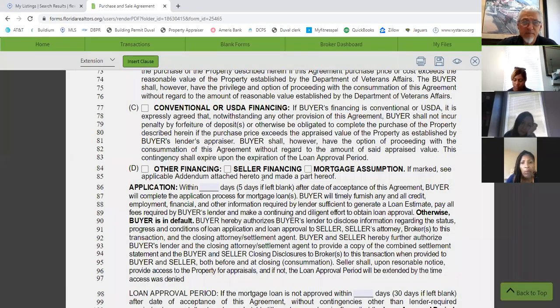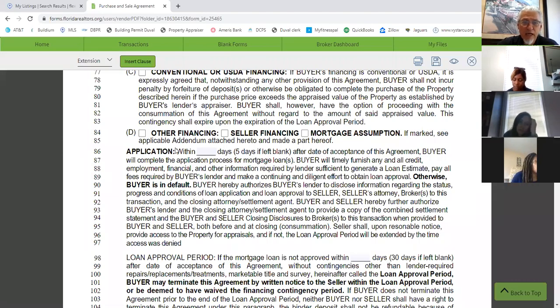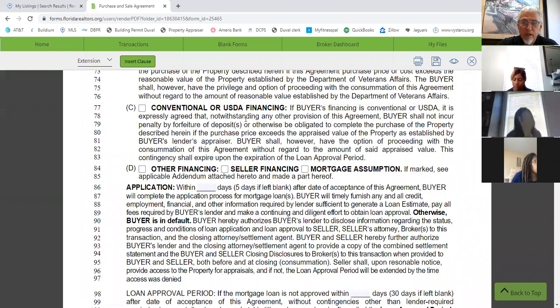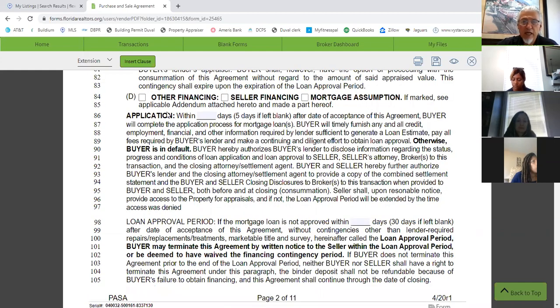1968. Okay. And again, it's built in with the appraisal clause in there. Okay, if perchance you were using other financing, seller financing, mortgage financing, you would check this box.